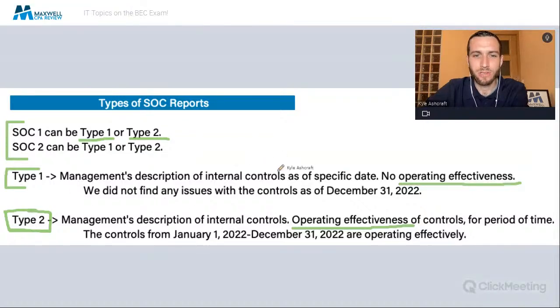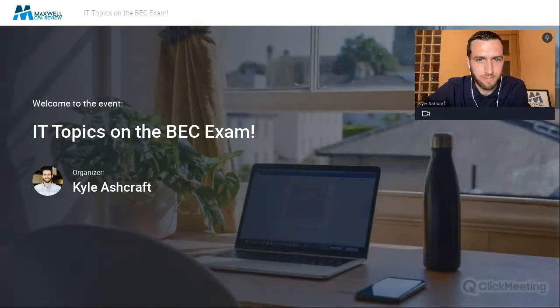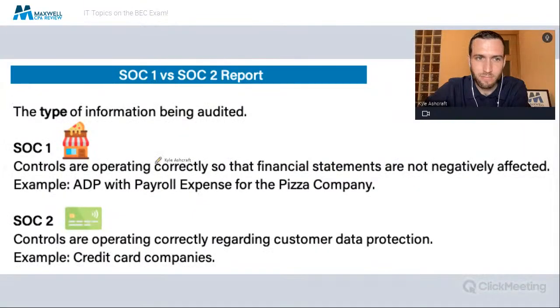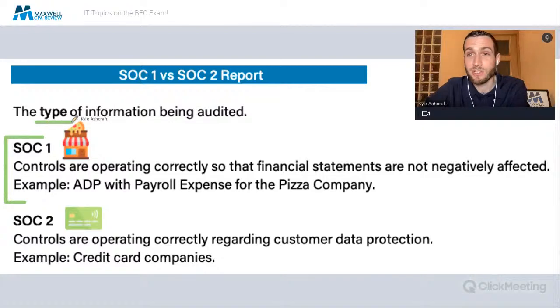And also the type 1 is looking at the controls as of a specific date. So it's not looking at them for a period of time like the type 2 report is doing. So type 2 is much better, because it's a more comprehensive kind of testing. And now let's look at the SOC 1 report versus the SOC 2 report. So as I said, it's all about the type of information that is being audited.